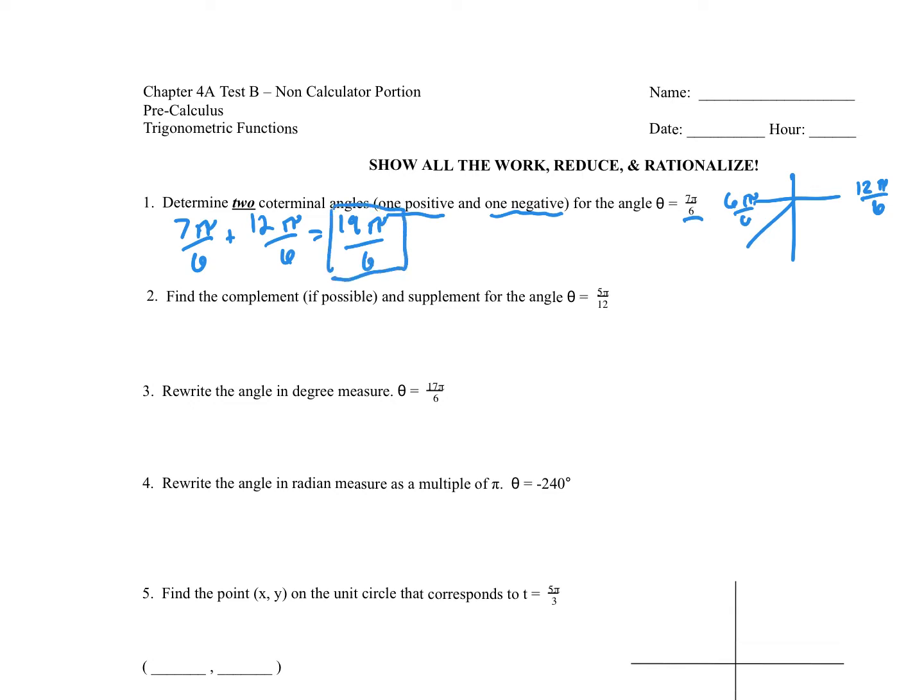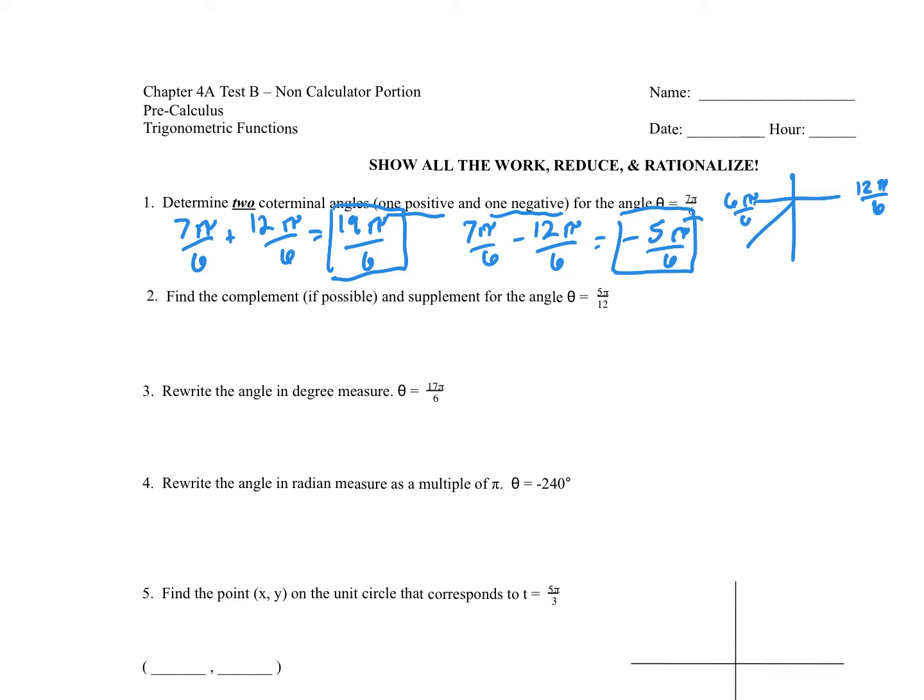which is the one positive. Now, I want to find the negative, and all I have to do is subtract that from 2 pi, which will go the other way. So 7 pi over 6 minus 12 pi over 6 is negative 5 pi over 6, which gives me the negative way. Next, find the complement, supplement if possible.